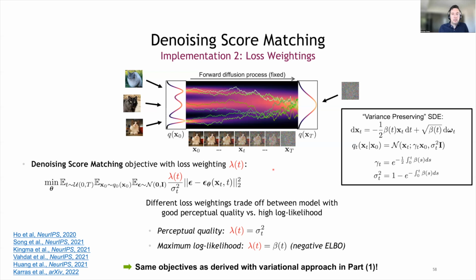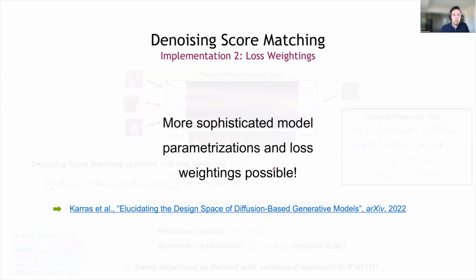So this is interesting, and it turns out that these are exactly the same objectives that we derived with the variational approach in part 1 presented by Arash. This means that there are deep connections between this variational derivation and score matching, and denoising score matching in particular. I would also like to point out that much more sophisticated model parameterizations and loss weightings are possible. I would in particular refer you to this recent paper by Karsten et al., who discusses this in quite some detail.